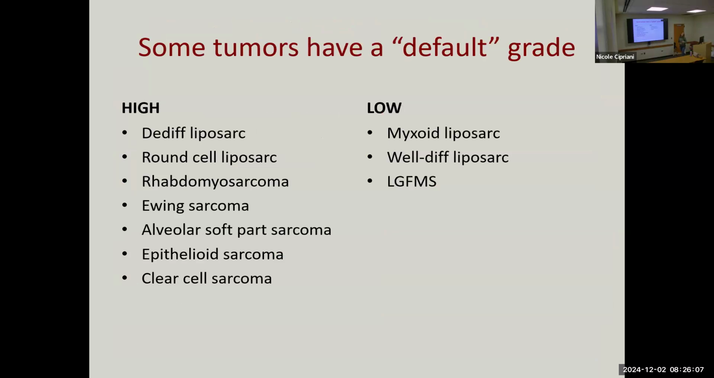Some tumors have a default grade. You don't really assign a grade because they are what they are, right? So things like myxoid liposarcoma, well-differentiated liposarcoma, low-grade fibromyxoid sarcoma, they are low grade. They don't have the potential to be intermediate grade unless they transform to their higher grade counterpart, round cell liposarcoma, right, dedifferentiated liposarcoma, or sclerosing epithelioid fibrosarcoma. For those of you who are more advanced, these terms might mean something to you. For those of you who are learning, we'll get there eventually.